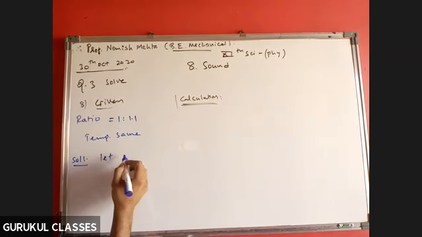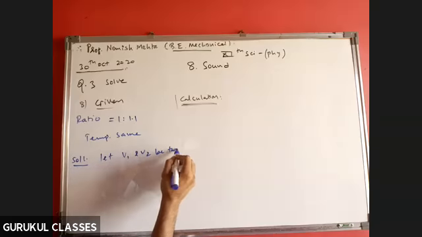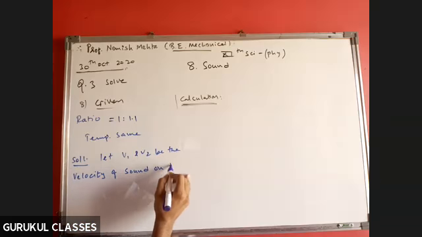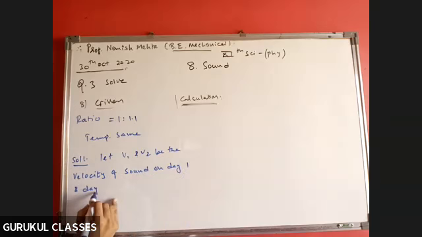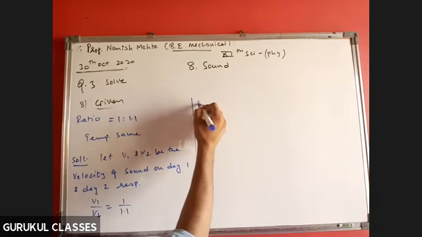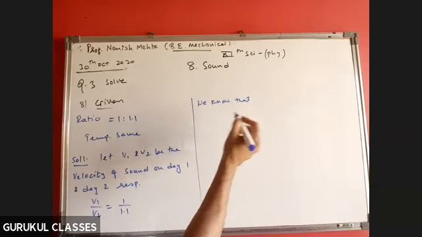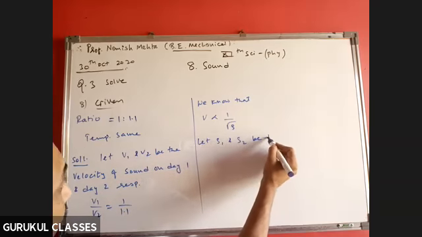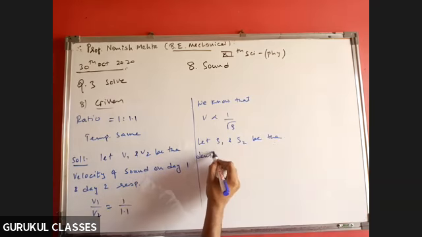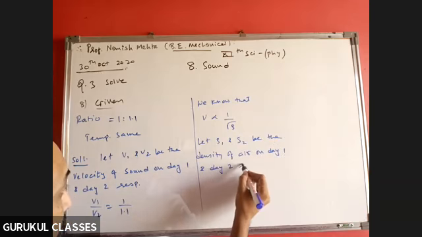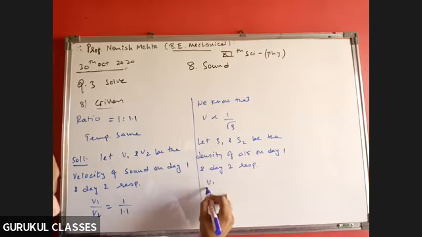So let V1 and V2 be the velocity on day 1 and day 2 respectively. So V1 is to V2 is 1 divided by 1.1. There is no calculation here. Now we know that temperature is same, so only density might cause some difference, 1 by rho. So let rho1 and rho2 be the densities of air on day 1 and day 2 respectively.